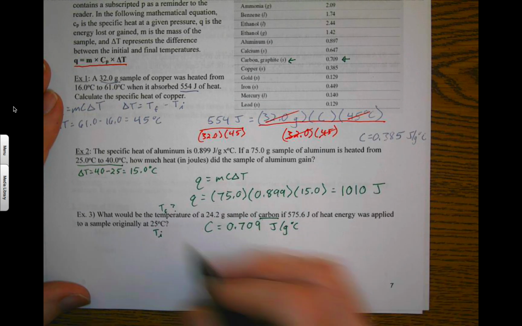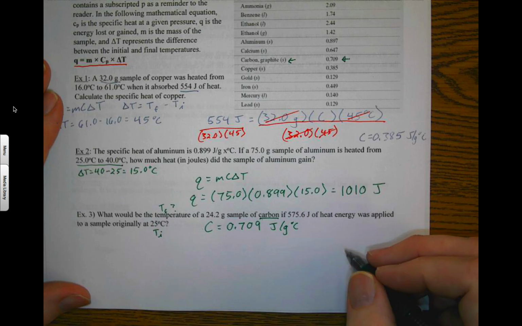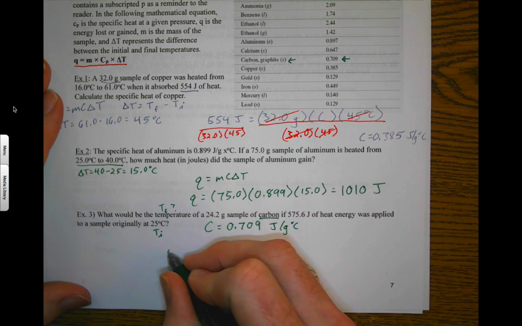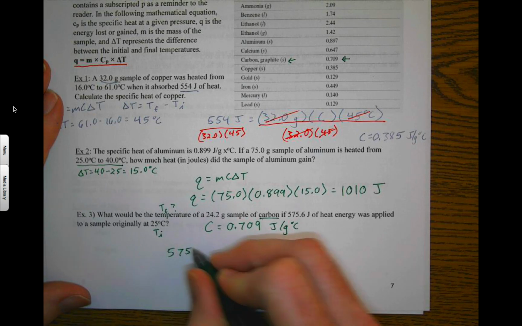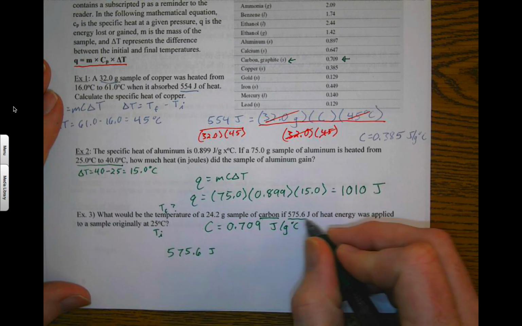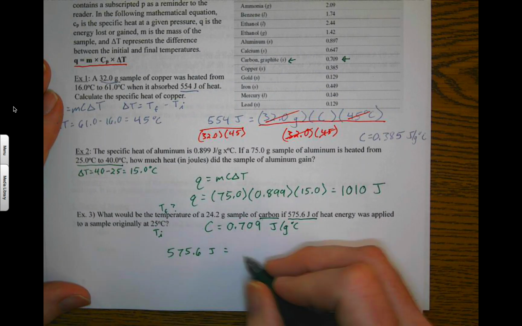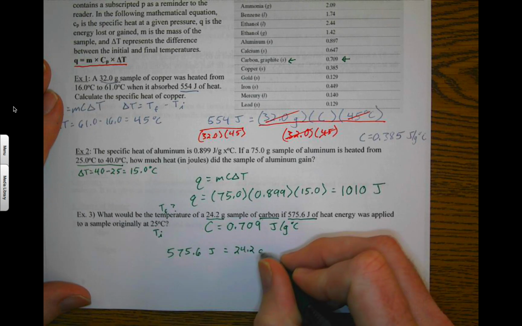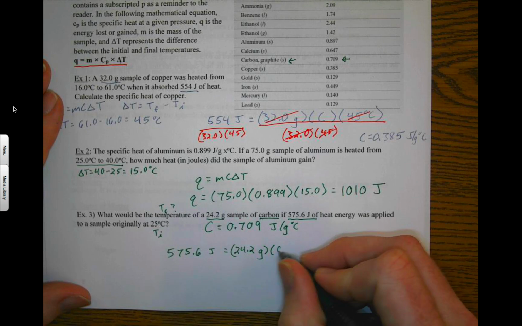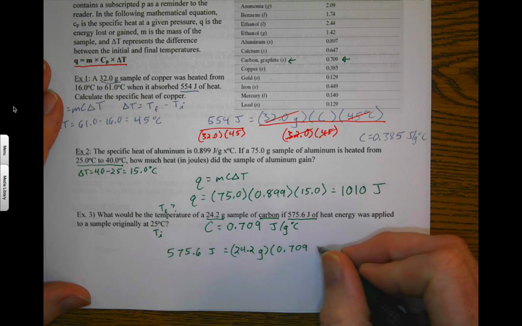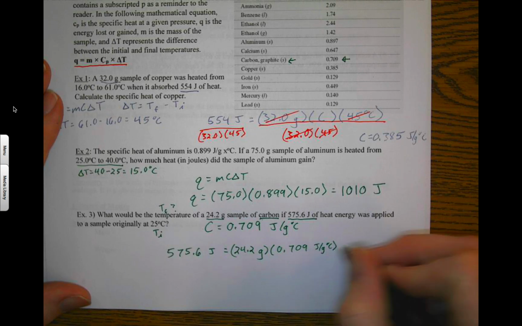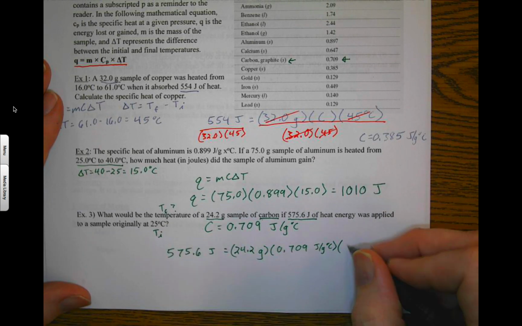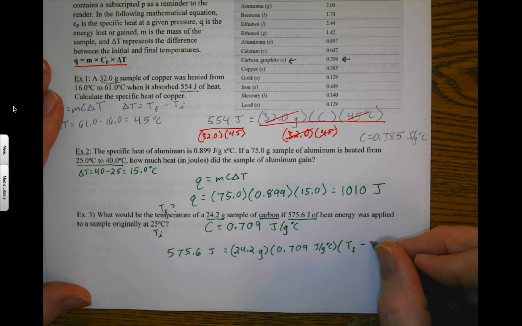So that means that we'll do that same Q equals MCAT equation. The Q is 575.6 joules. That's this guy. And that equals our mass, 24.2 grams, times our specific heat, 0.709 joules per gram degrees Celsius. And then our delta T is actually going to be T final minus T initial, right? So we don't know the final, but we do know the initial, so that's 25.